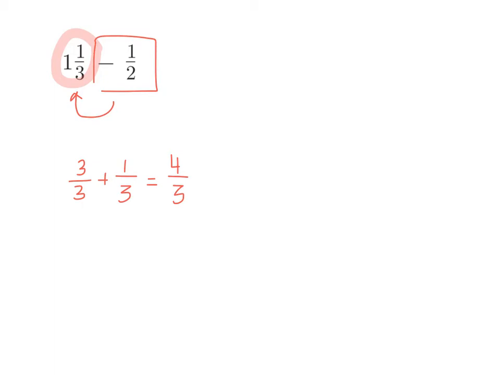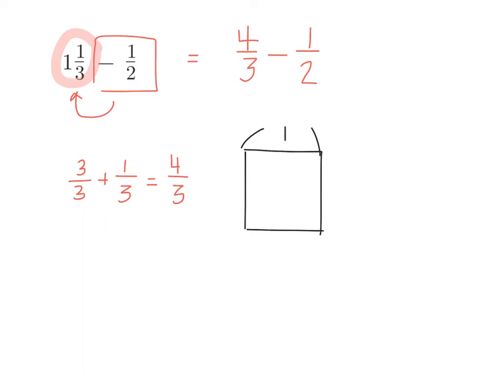So one strategy is to rewrite that first term as an improper fraction. So if I rewrite this equation now, I have 4/3 minus 1/2. Now it looks like a fraction minus a fraction, right? Okay, so that's one way to deal with it. Now, are we ready to subtract? No, we still have unlike units, but luckily we have strategies for how to make our units the same or alike.